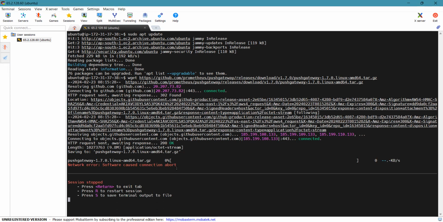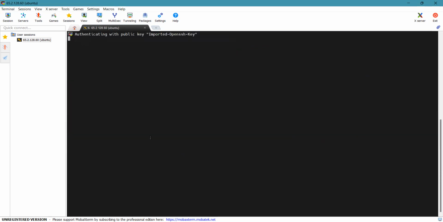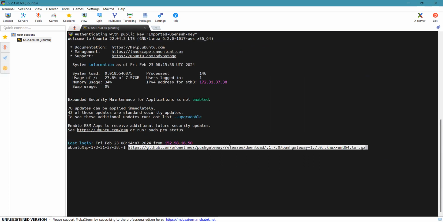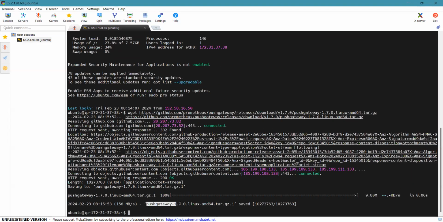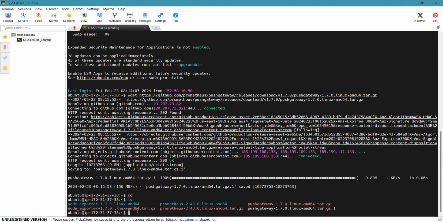So there is a network error. So we will restart the server. Now just type again and enter. So as you can see, push gateway has been downloaded successfully. So we will just verify this. So here you can see push gateway has been downloaded successfully.